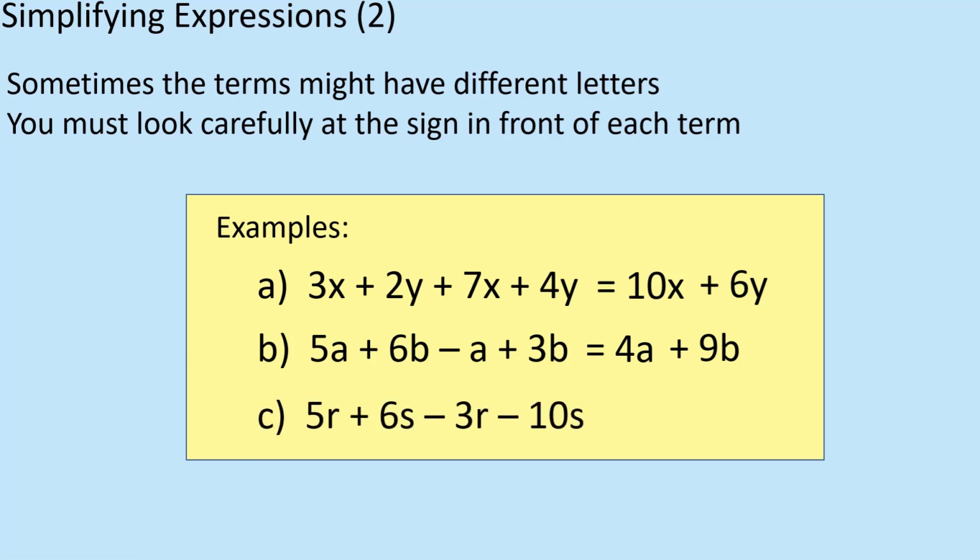So it's getting a bit more awkward now. So again, focusing on the r's, I've got 5r, take away 3r, so that's going to give me 2r, the first bit. And then I've got 6s, take away 10s, which is going to give me negative 4s. Okay, so there you go.